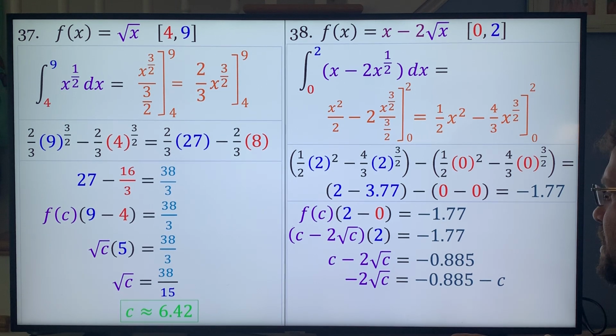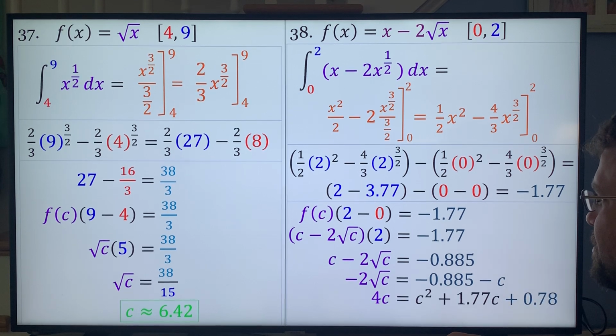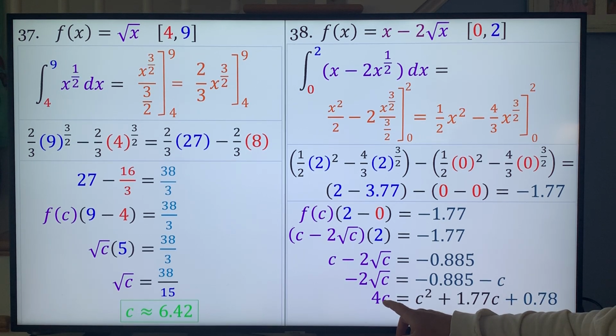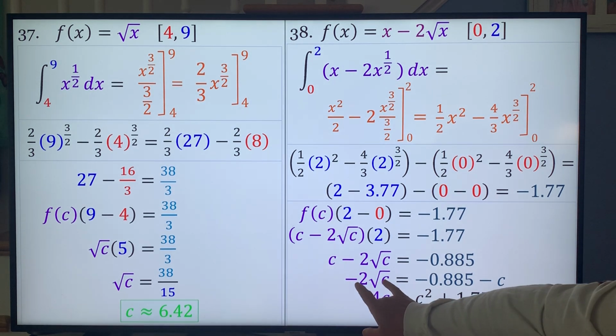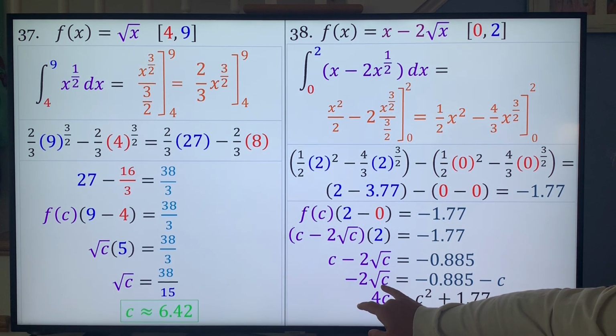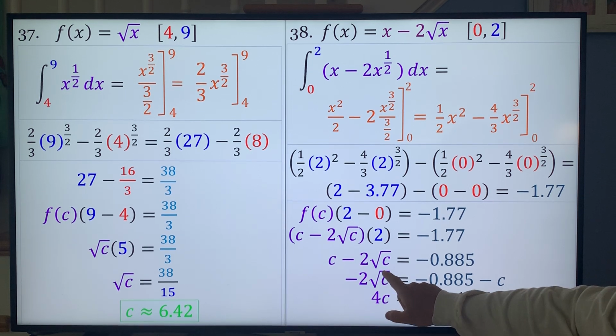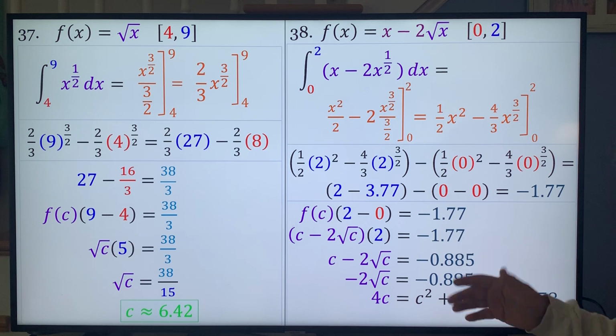Now what can we do to both sides? Any clue? What did I do here? I squared both sides. Now watch why I did that. Negative 2 radical c times negative 2 radical c is positive 4c. Radical c times radical c is c. We've got to get rid of the radical.